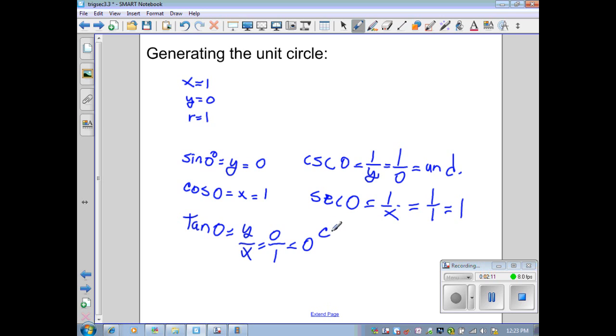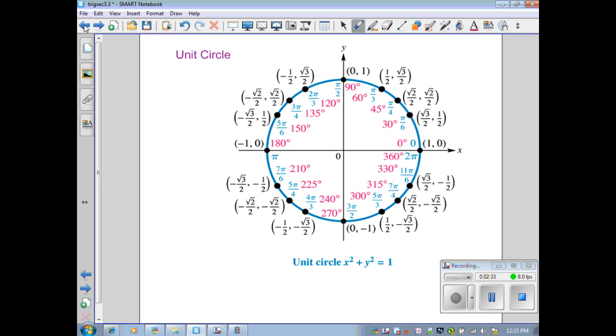And cotangent of 0 is going to be x over y, which will be 1 over 0, which again from previous slides is a constraint, and therefore this is undefined. The rest of the quadrant angles are found in similar fashions, but just recall that r is always going to be 1 in my unit circle.